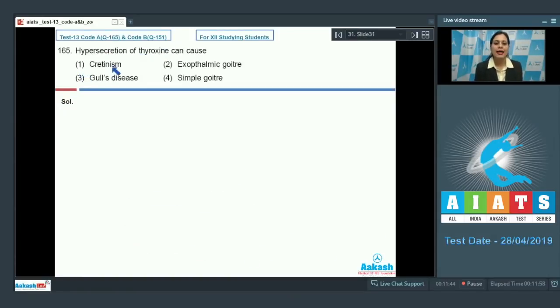Question number 165. Hypersecretion of thyroxine can cause, and the options are cretinism, exophthalmic goiter, Gull's disease, simple goiter. And the correct answer to this question is option number 2, exophthalmic goiter, because hypersecretion of thyroxine or hyperthyroidism results in exophthalmic goiter, also known as Graves' disease. And as exophthalmic goiter or Graves' disease is caused in case of hyperthyroidism, this is a correct answer to our question.